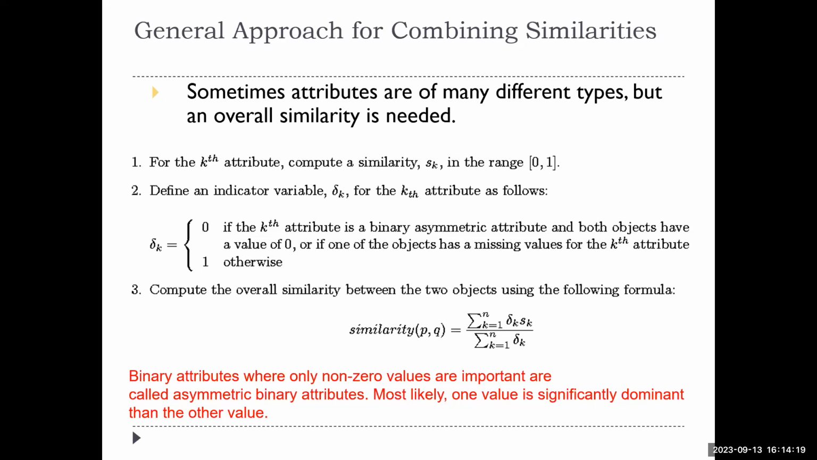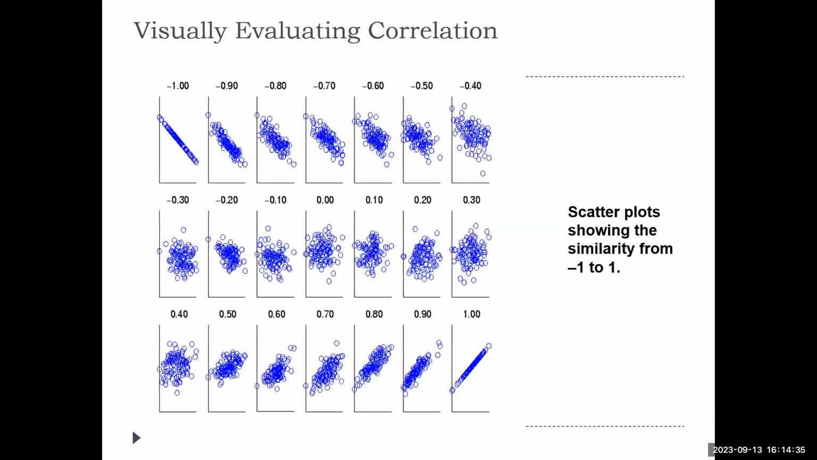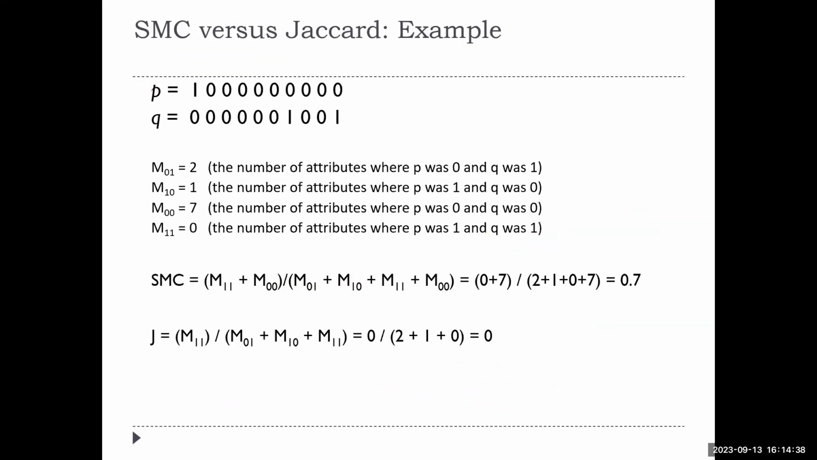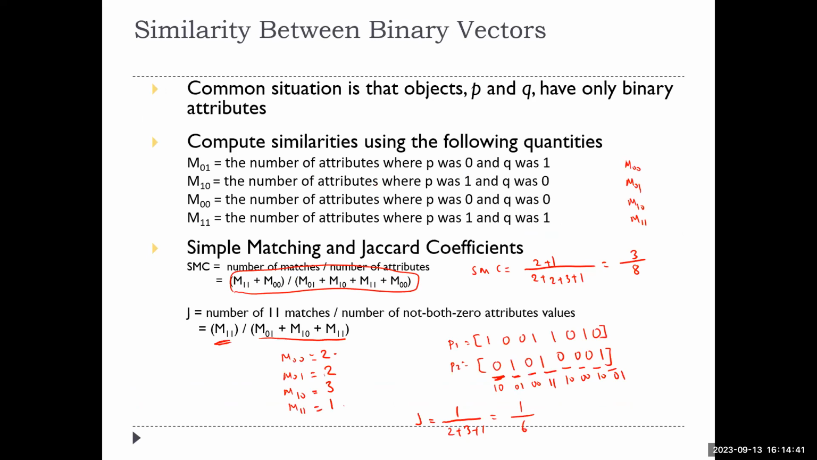Any other question? For Jaccard, what will be the dominant, like the 1 value? So we divided 1 by 2 plus 3 plus 1. So 1 is the M11 value. Okay, so this is my question. 1 will be the M11 value. Yes, 1 is here and it is the M11 value.